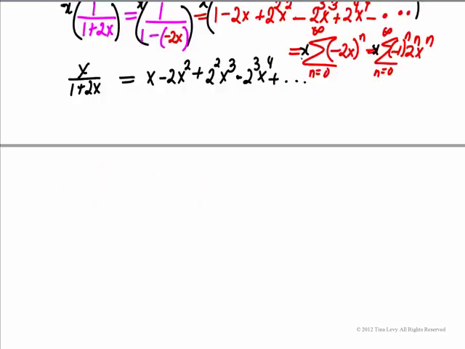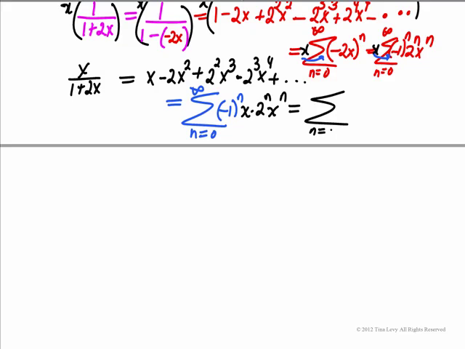Looking at that, pulling and distributing the x through, this will be the series as n goes from 0 to infinity, negative 1 to the n. We've got the x, then we've got the 2 to the n and the x to the n. And sure enough, we can put the x and the x to the n together. And that's the series: negative 1 to the n, 2 to the n, x to the n plus 1. We now have the series representation for the rational function f of x, x over 1 plus 2x.